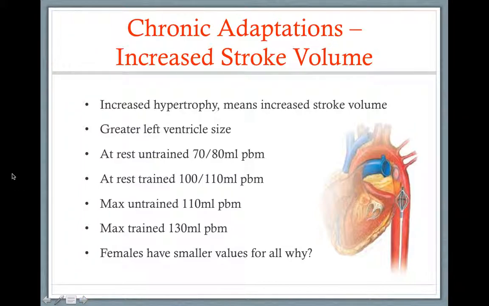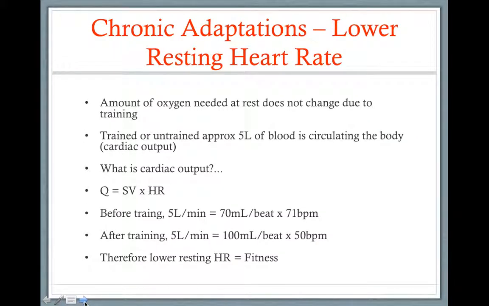Chronic adaptations again. What are other long-term changes in the body as a result of this aerobic training? Increased stroke volume. This makes sense, doesn't it? If we've got a greater left ventricle size, in other words the heart is a little bit bigger as a result of cardiac hypertrophy, we're going to be able to pump more blood out. Go back through your definitions book and see what stroke volume means: pumping blood out. If the heart's become bigger, it's logical that stroke volume increases because we're able to pump more blood out.